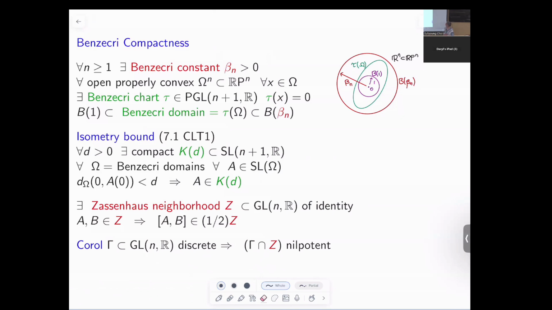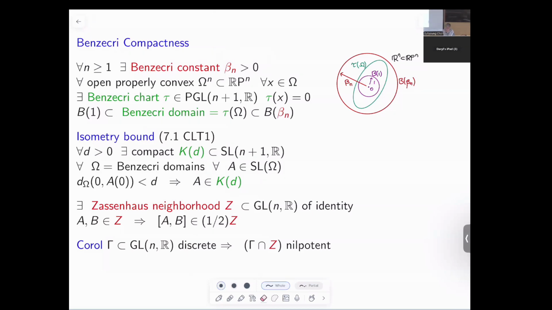following property. If you're given a properly convex domain in projective space and a point in the interior of that domain, then there's a projective transformation which will send that domain to a subset of Euclidean space that contains the unit ball around the origin, and it's contained inside the ball of radius beta n around the origin. And beta n is a constant. So all the properly convex domains can be sent to one of these things, and the point you chose is sent to the origin. And so a Benzécri domain is a properly convex set that's been put into this nice position in Euclidean space.